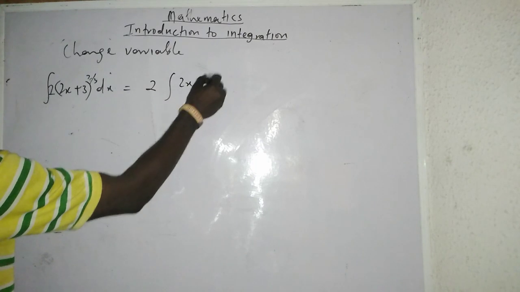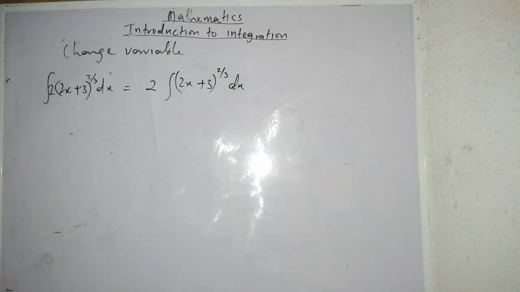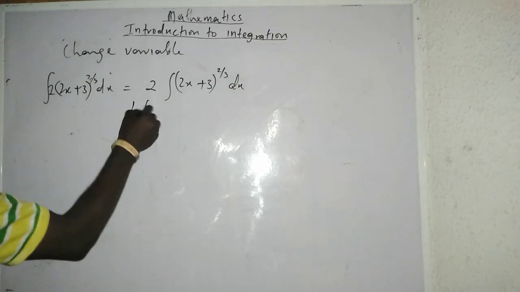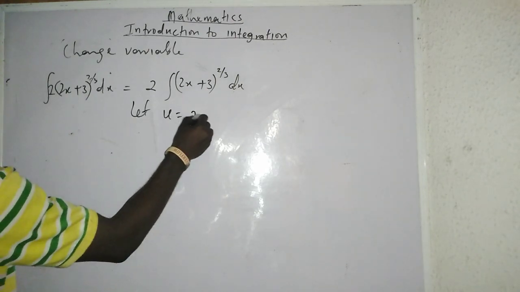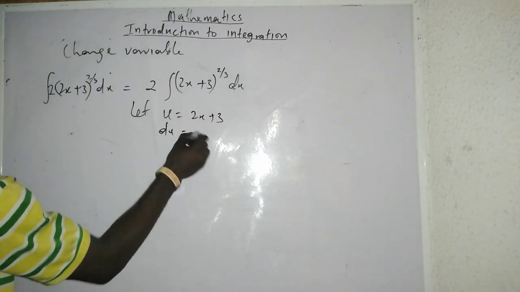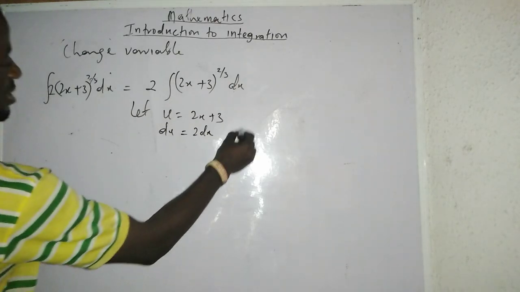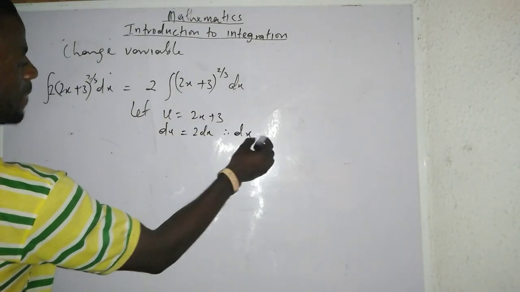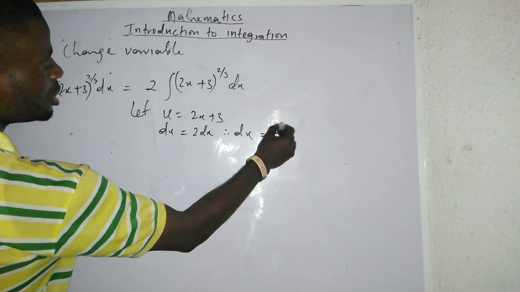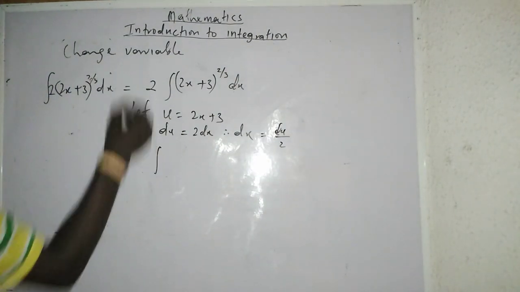2x plus 3, or bracket of what? 2 all over 3 with respect to x. What I'm just doing is that let u equal to what? 2x plus 3. The du will be what? 2 dx. Now, my dx, therefore, will be du all over 2.